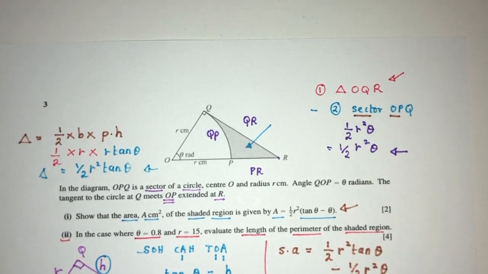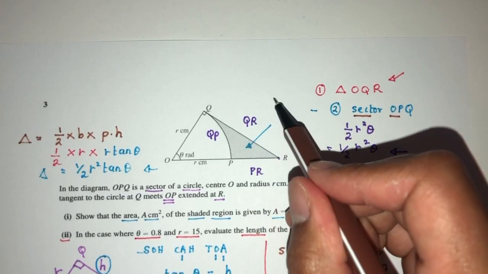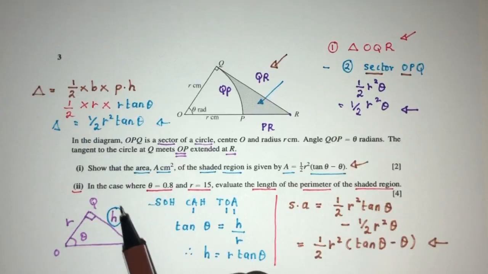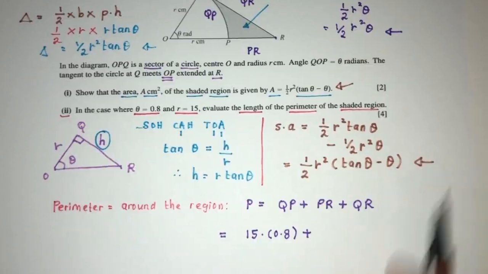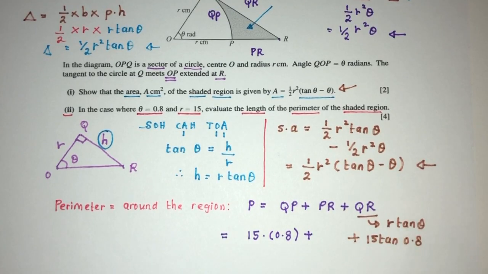We can first find this one, because it was found already. We know this was the height, the value of h, and we have seen h was equal to r tan theta. So let me write this down first. This one was found to be r tan theta. R is 15, and theta is 0.8. Now plus we have to find this one, PR. How would you find the length of PR? Let's observe.